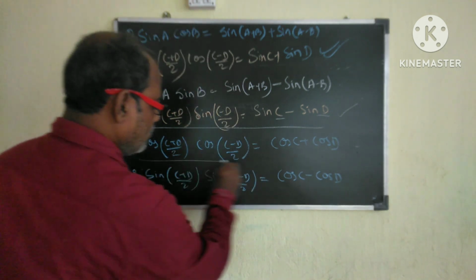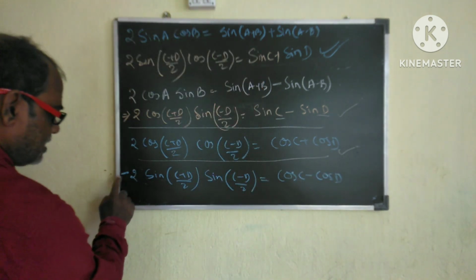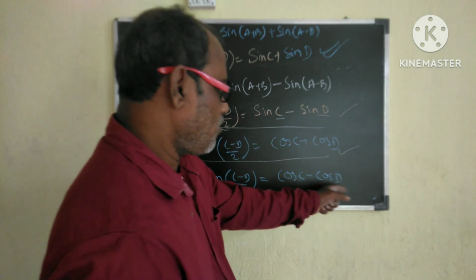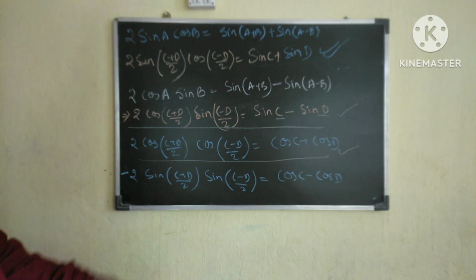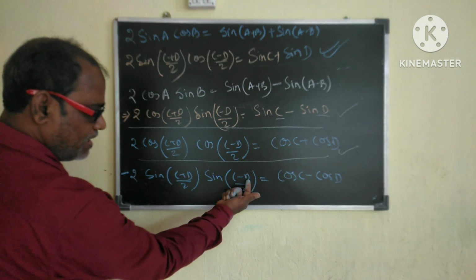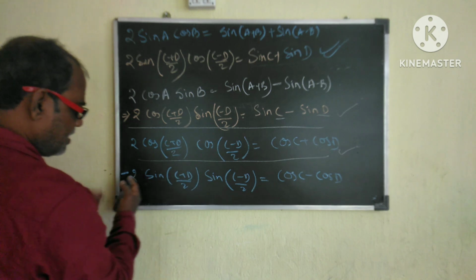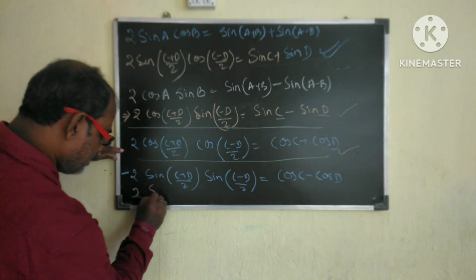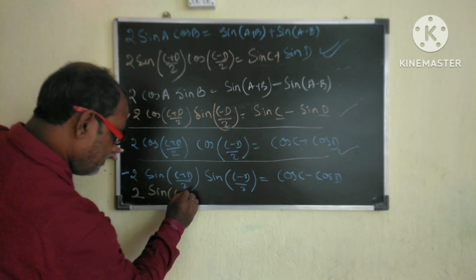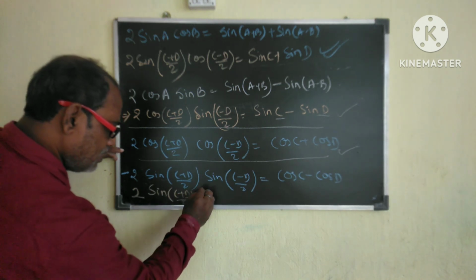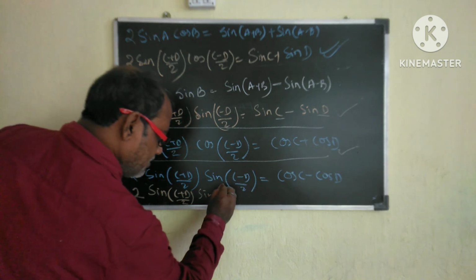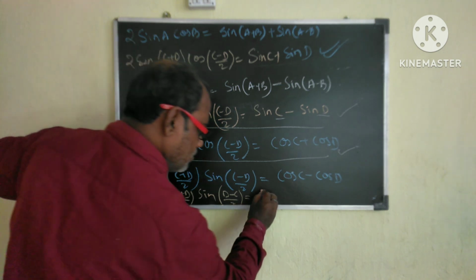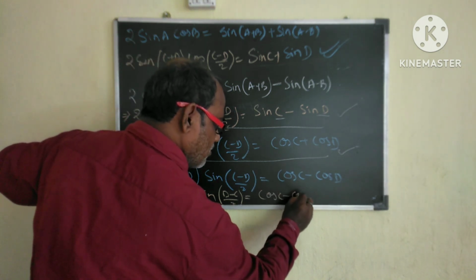Similarly, we can go with this derivation, and as well as minus 2 sin (C plus D) by 2, sin (C minus D) by 2 is equal to cos C minus cos D. Suppose if we want to change this so that it becomes D minus C, then the sign would have changed over here. Then this could have been written as 2 sin (C plus D) by 2 sin (D minus C) by 2 is equal to cos C minus cos D.